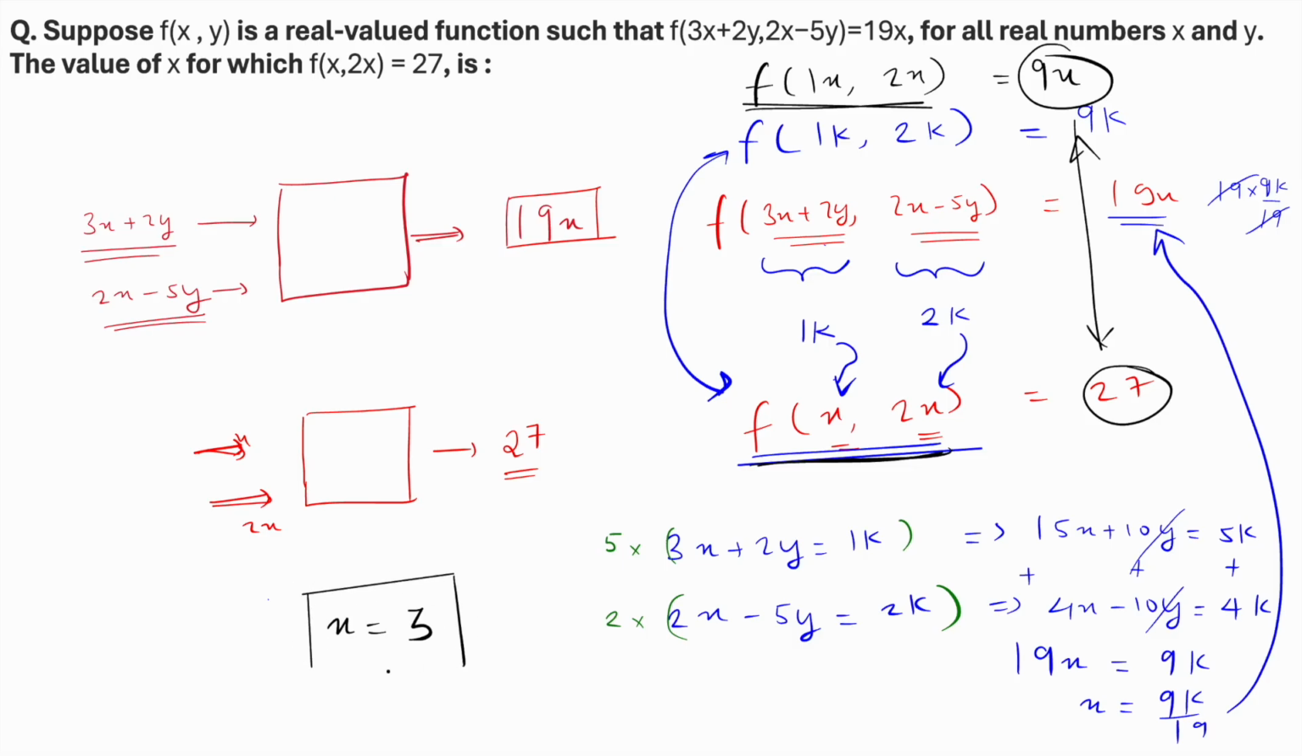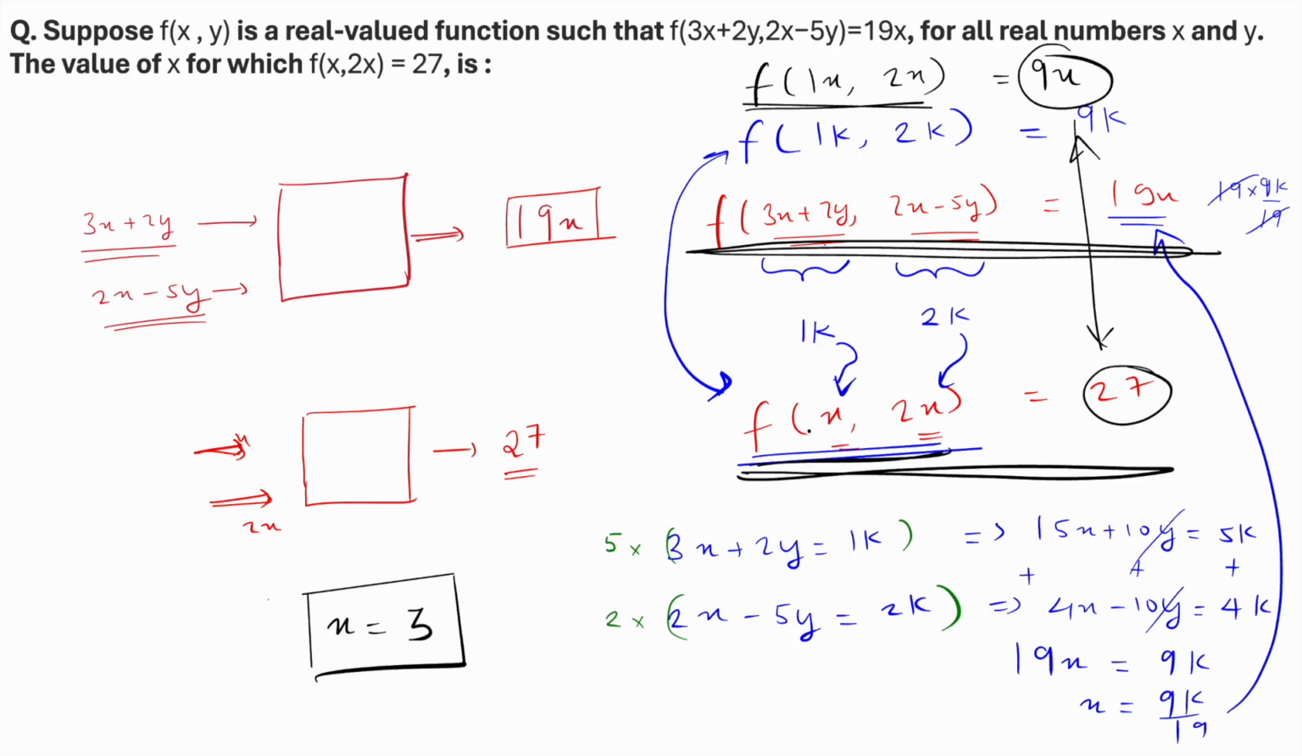The whole idea is we have been given f of something is equal to 19x, and we require f of something equals 27. We try to make these two equations identical by substituting some value for 3x plus 2y and 2x minus 5y. Take them as 1k and 2k because you want x and 2x only, right?